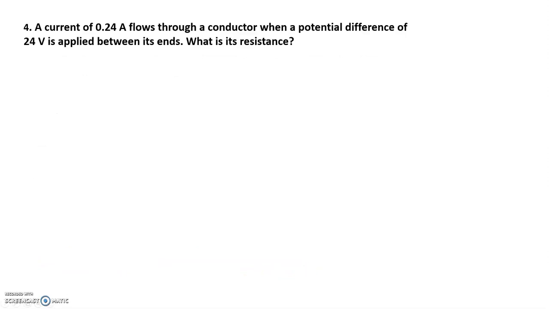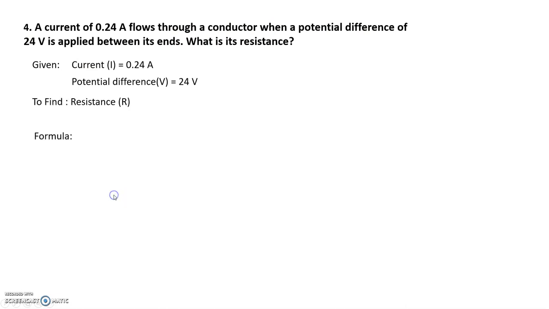Number 4, a current of 0.24 amperes flows through a conductor when a potential difference of 24 volt is applied between its ends. What is its resistance? So current I is given as 0.24, flowing through a conductor when a potential difference of 24 volts, that means potential difference V is 24 volt, is applied between its ends. What is its resistance? So we have to find resistance R.